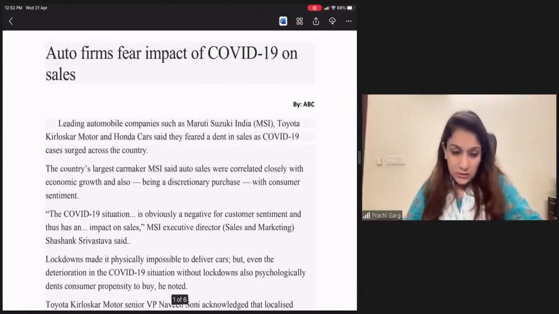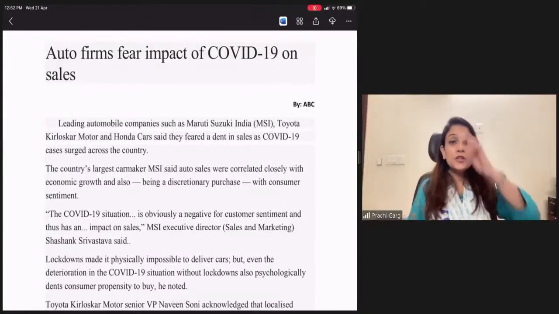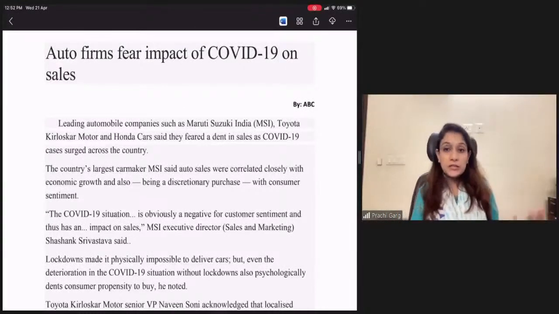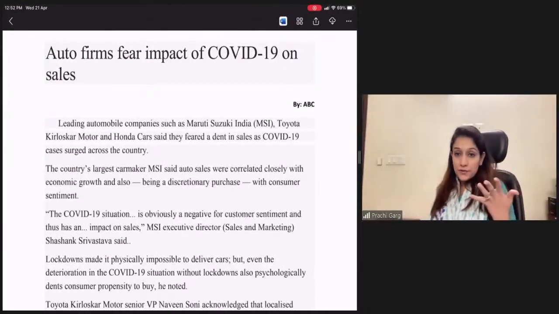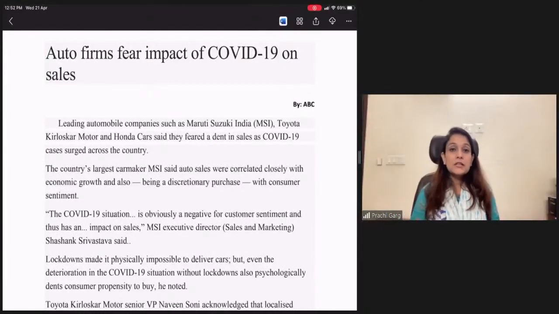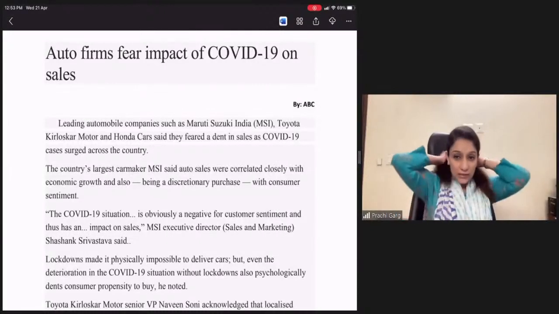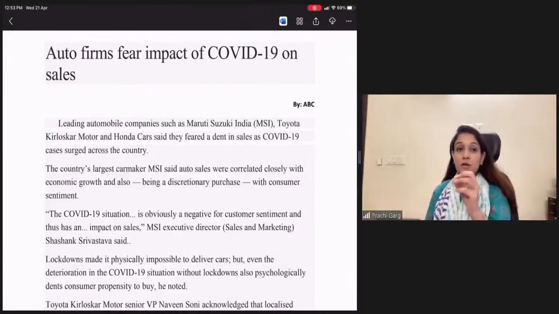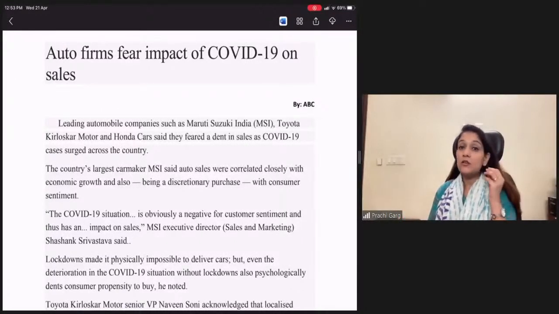Okay, look at this article. Auto firms fear impact of COVID-19 on sales. So auto firms are basically the firms that deal with cars, automobiles. So they fear the impact of COVID-19 on sales. Obviously, there's curfew and lockdown, the sales of the cars will drop down, right? This is so obvious. So now look at the title first. The title is quite appropriately picked up. Auto firms fear impact of COVID-19 on sales.